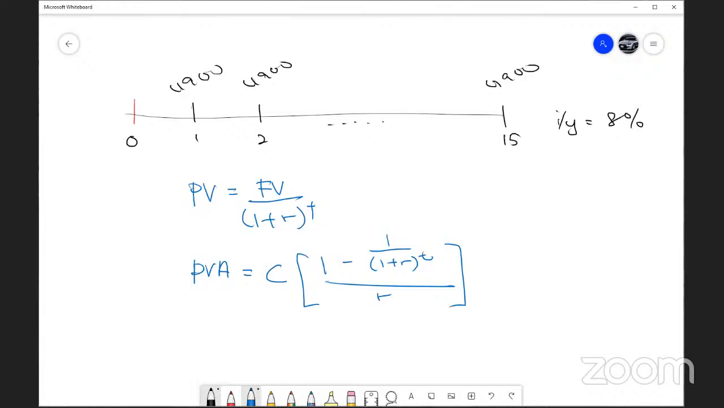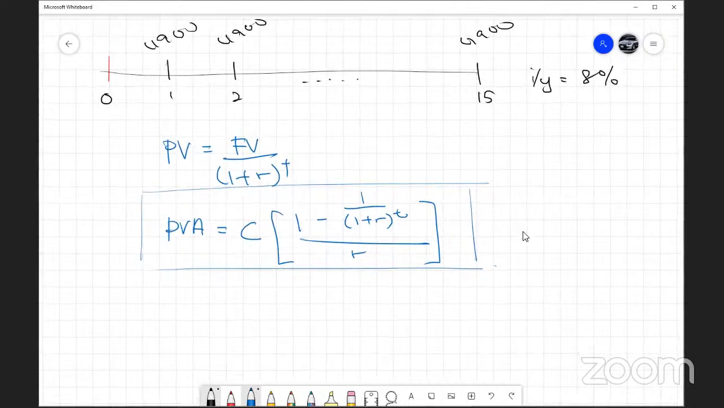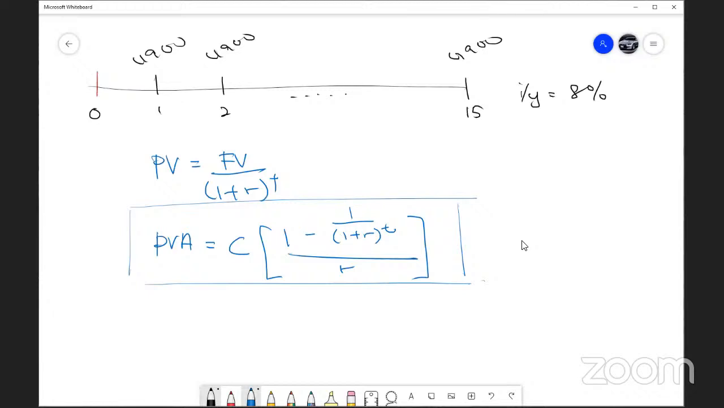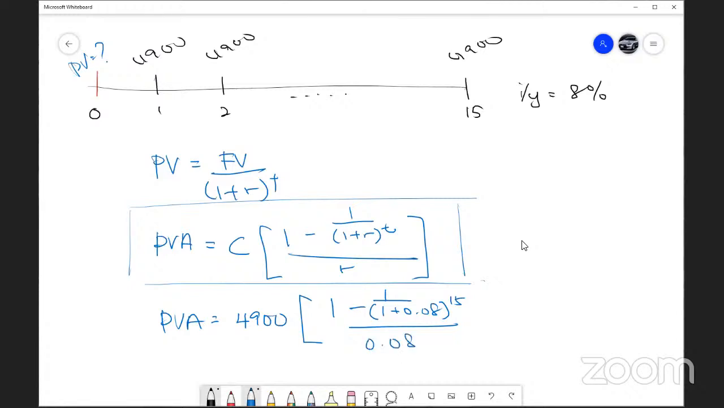So for question number 8, we are using PVA, present value annuity. Every year there's money coming in. PVA equals C, which is 4,900, the amount of money they pay you annually, times 1 minus 1 over (1 plus R), where R is 0.08, to the power of T, which is 15 years, divided by R, which is 0.08. Count your answer.